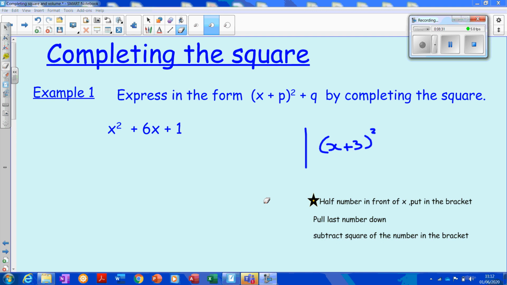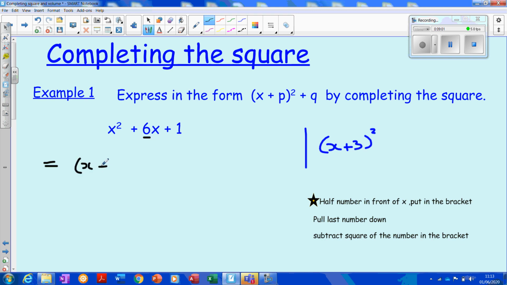Okay, completing the square, express in the form x plus p all squared plus q by completing the square. Right, so that means that we've got to have a bracket with x plus a number all squared plus another number. Right, so what we did on the previous page was we looked at the x squareds going to double the amount of x's. So we're going backwards this time. So what we do is we take that number there and we halve the number in front of x and put it in the bracket. So if that's plus 6, we halve it and we get x plus 3 all squared. So that goes into that bracket.